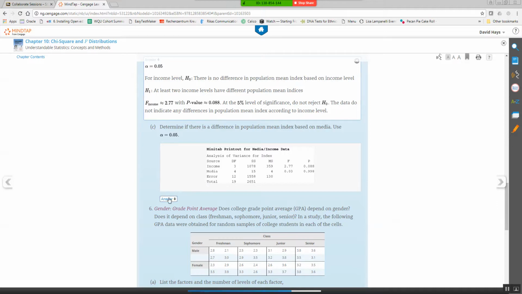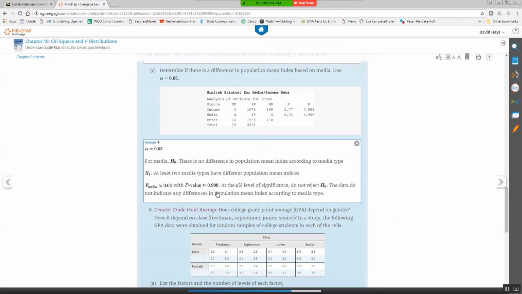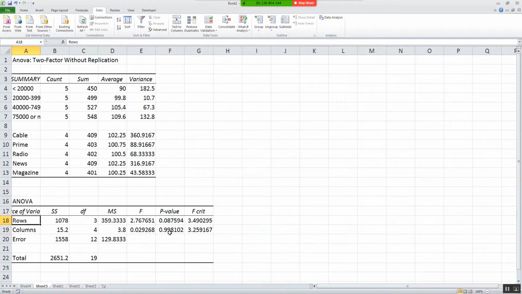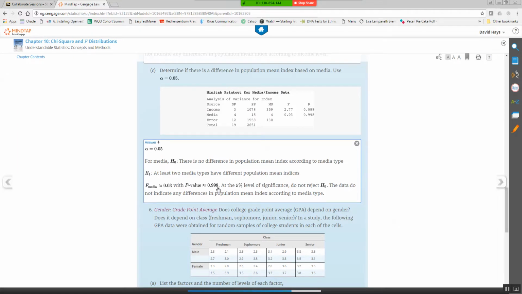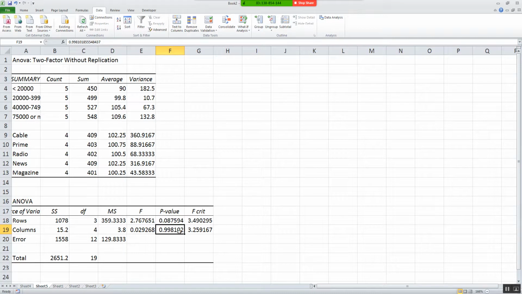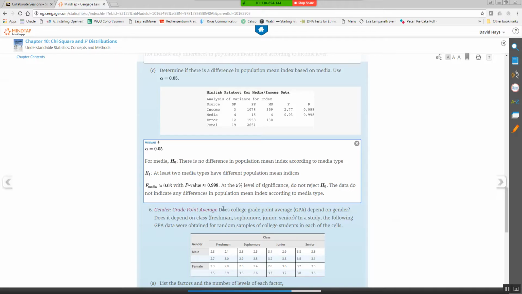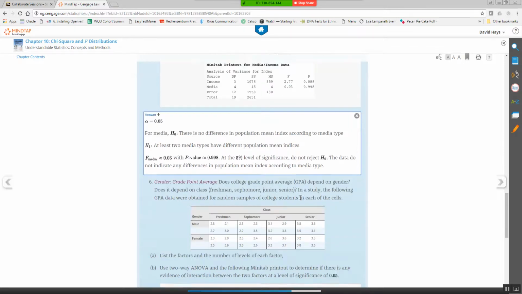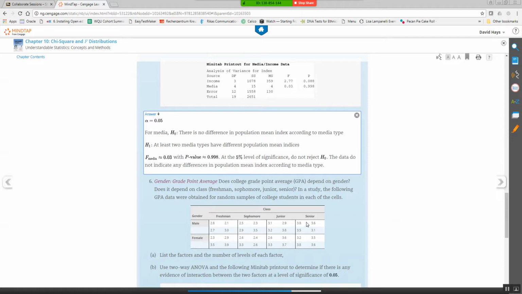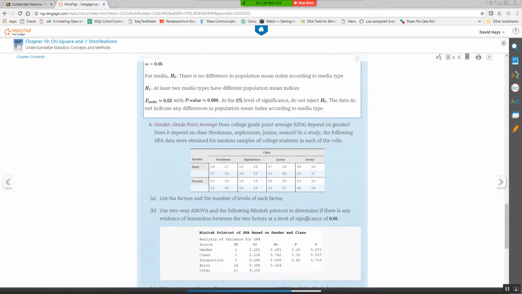Now here's based on media. It tells us 0.03 right here for our F value. The P value is 0.998. That corresponds to this right here. That P value obviously is greater than 5%, our level of significance. So it says we do not reject H0, we accept H0. And then according to the corresponding part that goes with that. But that's how you would do the two-way ANOVA.